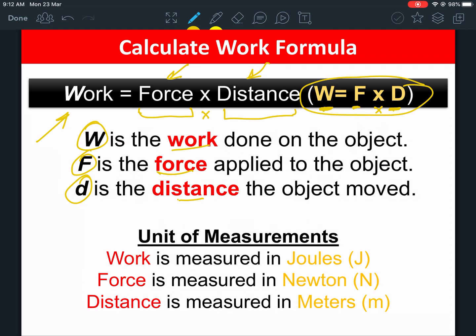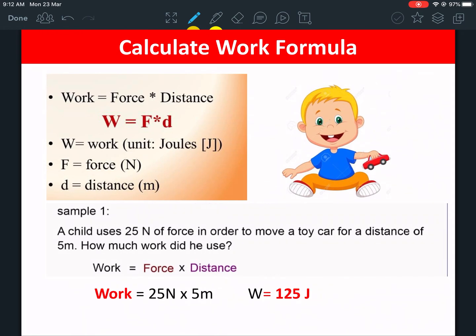Okay? Now you need to understand that there's something called unit of measurement. Okay? Work is measured in joules. So let's say the work was 3, you have to put joules. Let's say the force is 2 newton, N. Let's say the distance is 3 meter. So meter is the unit of measurement of the distance, and force, N, and work, J. Okay, I know that this sounds confusing, but you're going to understand it now because we're going to do a lot of examples. So let's see this example number 1.